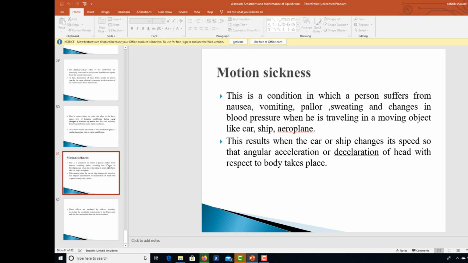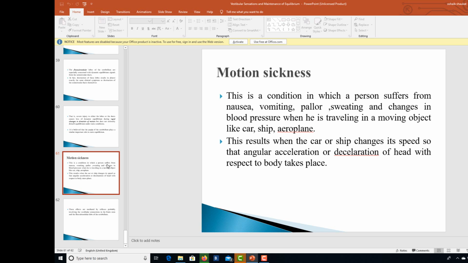Motion sickness. It is a condition which is one of the pathophysiologies seen with the system of equilibrium, in which a person suffers from nausea, vomiting, pallor, and sweating. There are changes in blood pressure when that person is traveling in a moving object, and the moving object can be a car, a ship, or an aeroplane.